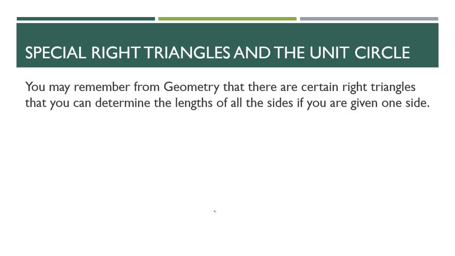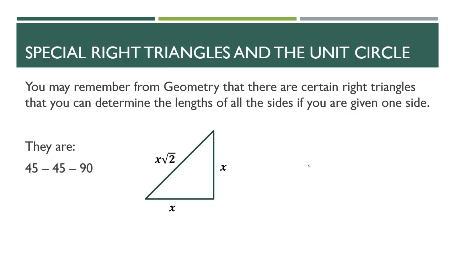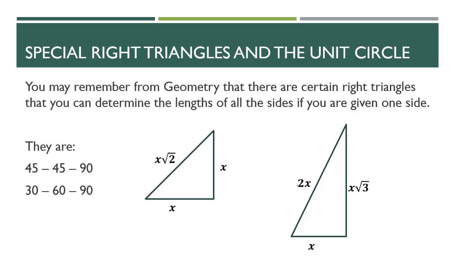So you might remember in geometry that there were right triangles where you could determine the lengths of all the sides if you were given one side, and these were known as special right triangles. Okay, we had a 45, 45, 90, which of course looked like that, and the hypotenuse would be x root 2, and if the hypotenuse was x root 2, that means each of the legs were x. And then we had a 30, 60, 90. The hypotenuse was 2x, the shorter leg would be x, the other one would be x root 3. Not that you need to memorize that. You can, of course, write it down if you like. Not a big deal if you don't.